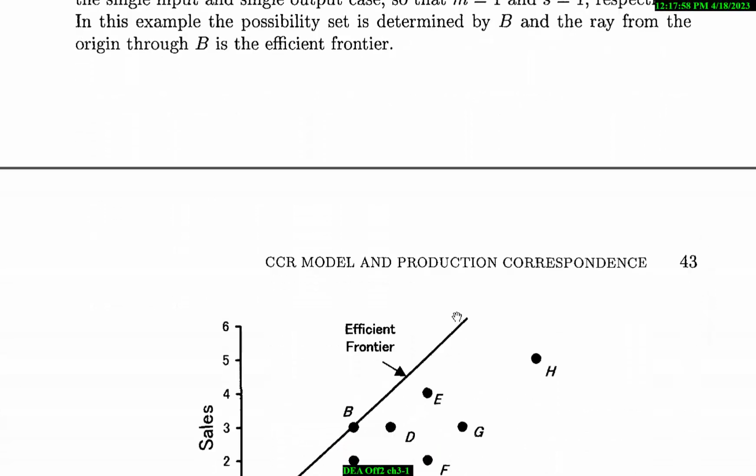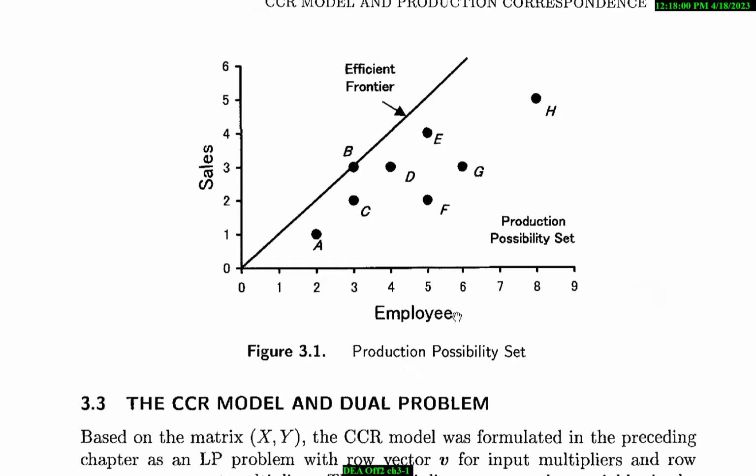In this figure, you can see the production possibility set. For example, for these DMUs, when we have one input and one output, the line from the origin through B is named the efficient frontier. This set that contains all the DMUs and is a continuous set is named the production possibility set.